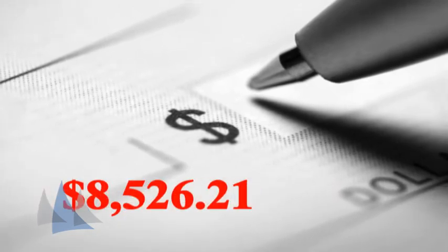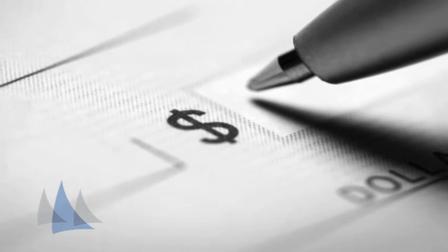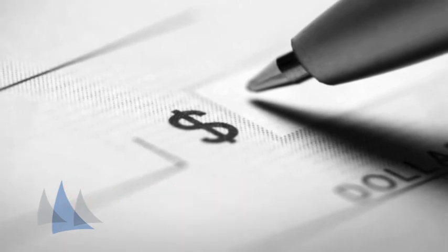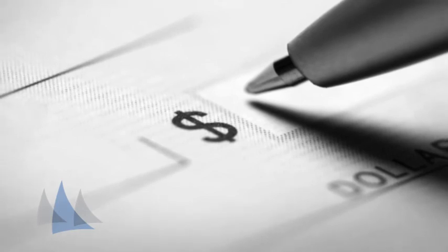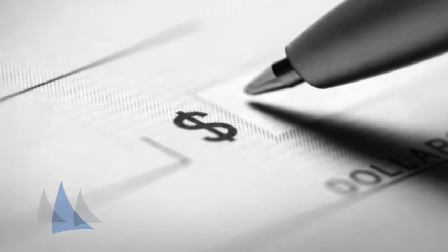In our example, John and Jane will be bringing a bank check in the amount of $8,526.21 to the closing. In some cases, borrowers like John and Jane may borrow more money than they are paying off, and in that case, line 303 would list the amount of money that they would be getting back at the closing.